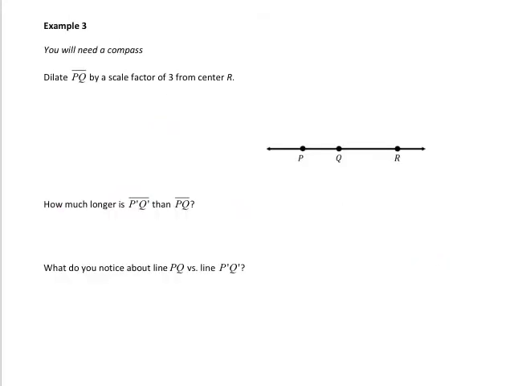So now we're changing things up just a little bit. Here we have a single line, and the center is going to be at R. So I'm going to dilate from R, and I'm going to dilate P and the segment PQ by a factor of 3. So the process is the same. I start at R, and I'm going to take a straight edge, and I'm going to extend a segment out. Let's see if I can do this fairly straight. Okay.